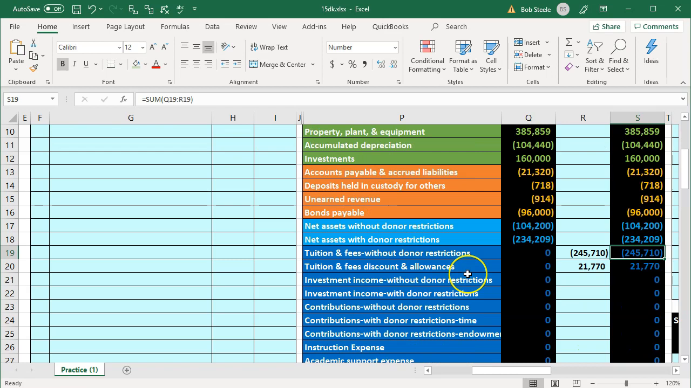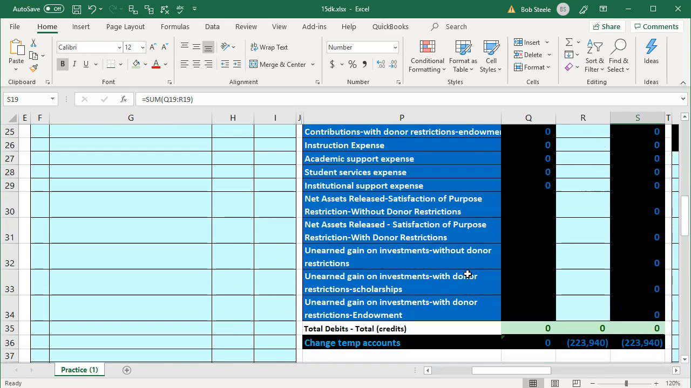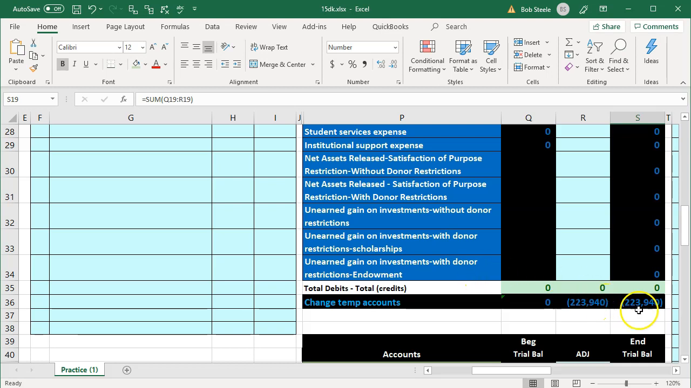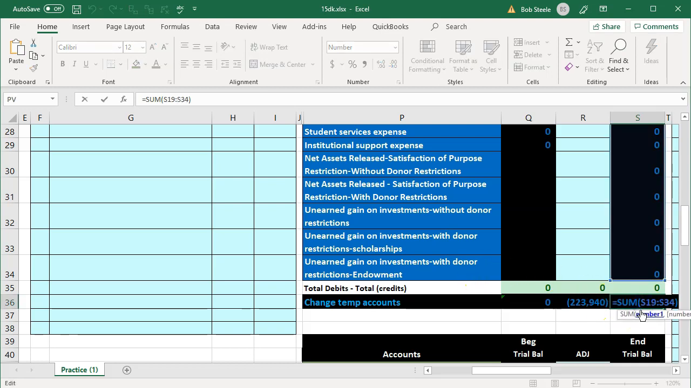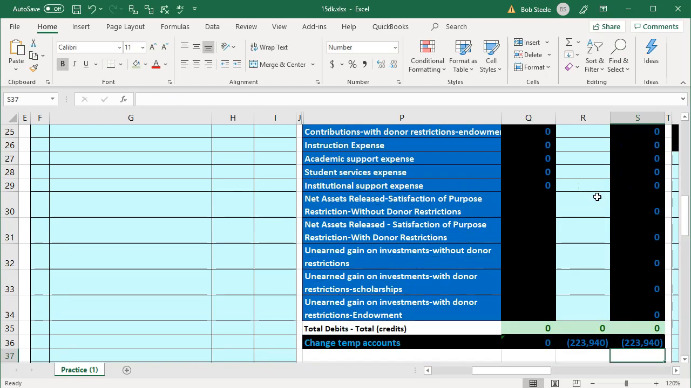Now, if we look at the change, the activity, and what would be similar to the income statement, kind of like net income or the change in net assets, we're going to have this number, which of course is summing up all the dark blue items, which is going to be kind of like the temporary income statement type numbers. So this was the total revenue, which is a credit balance on the income statement, minus the debit balance of the tuition and fees discount. So the contra revenue giving us the net of the 223,940, which would be similar to net income.